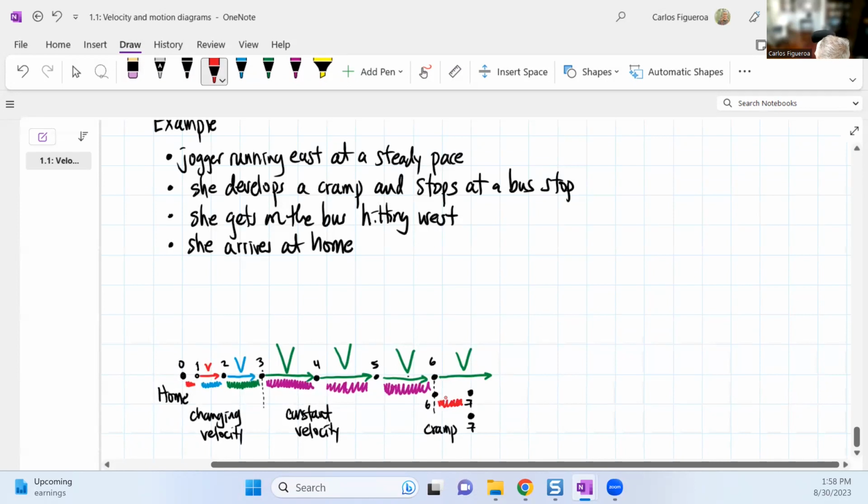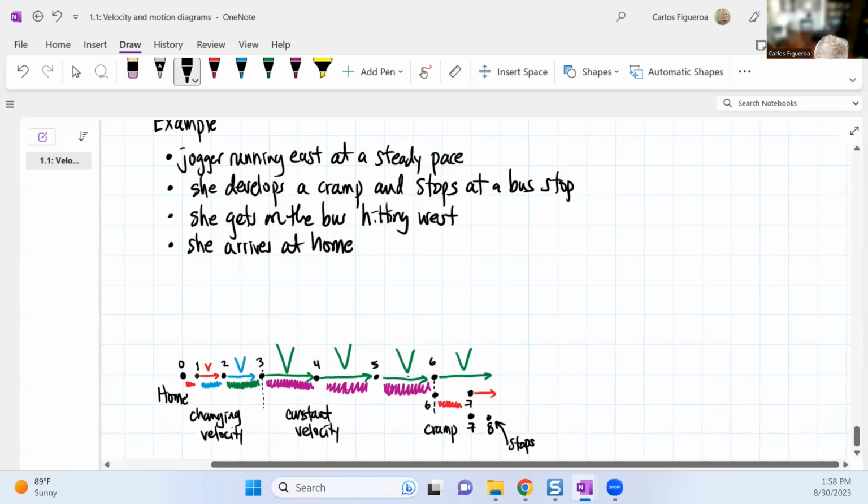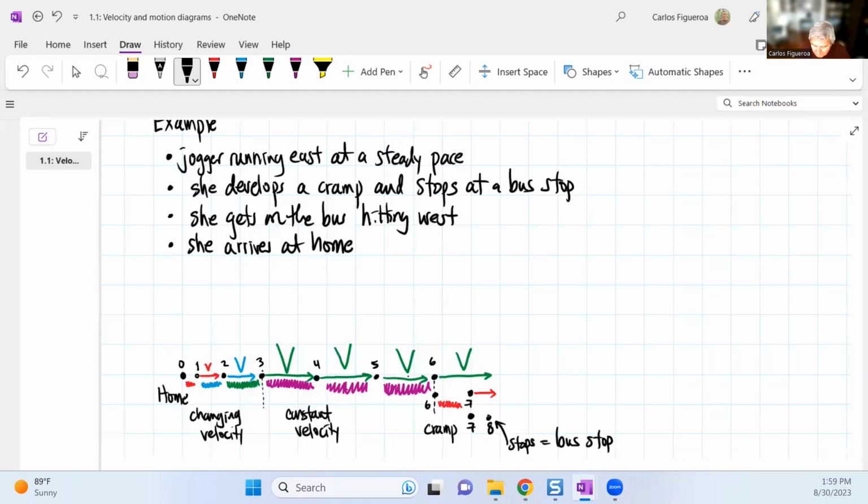For some reason, something is making that erase. So then there's my smaller arrow because I have a smaller distance. And then if I look at my next dot, I'm going to say right here at 8, this is where she stops right there. And at the stop, this is now the bus stop. And I think we should wrap it up.